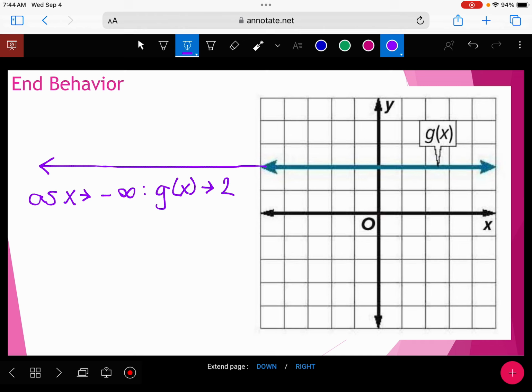This only happens with horizontal lines. For us. If you get into calculus, it does all kinds of fun, weird things later on. But for us, it's only going to happen with horizontal lines. All right, so then let's do our right arrow. Same thing. As my x gets real, real big, if I choose my x of 1, we're at 2. My x of 5, we're at 2. My x of 100, we're at 2. My x of 1,000,000, we're at 2. My x of infinity, we're at 2. So as x goes up to infinity, g of x, Greg, approaches 2.